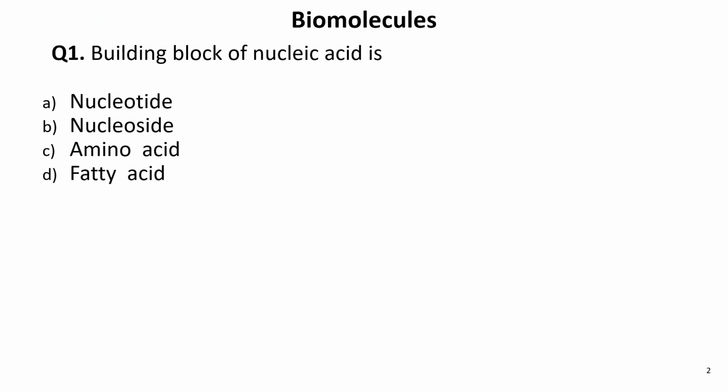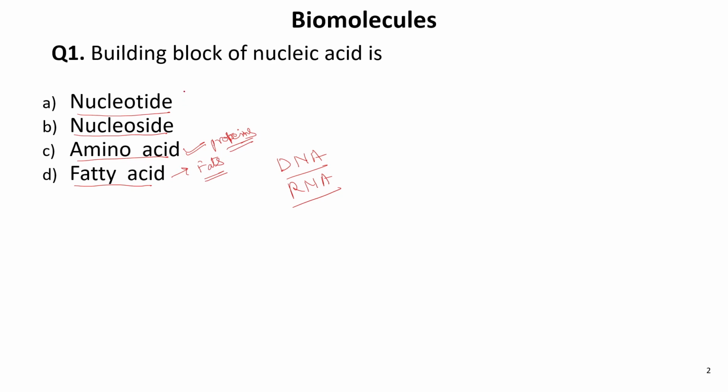The first question is, building block of nucleic acid is. So how is the nucleic acid formed? Nucleic acids, if you remember, are DNA and RNA. These are the two nucleic acids present. The options are nucleotides, nucleoside, amino acids, fatty acids. Amino acids are the monomers, or the units, which are used to form proteins. Fatty acids are required in the formation of fats.